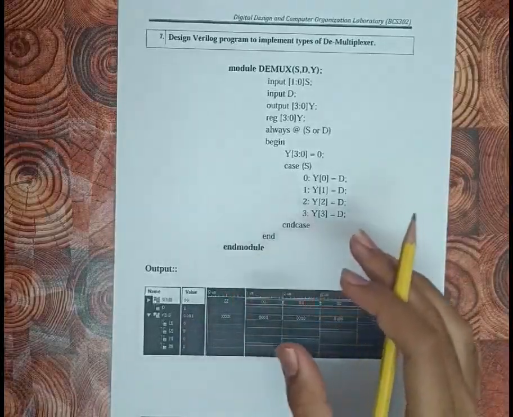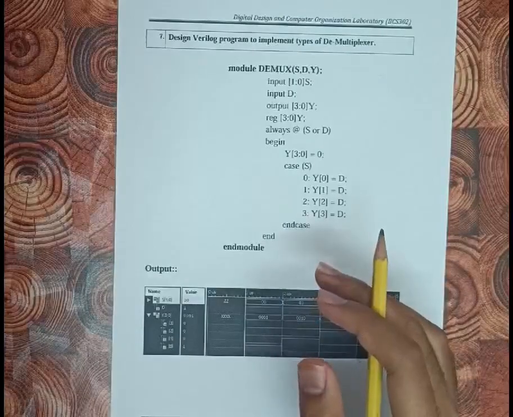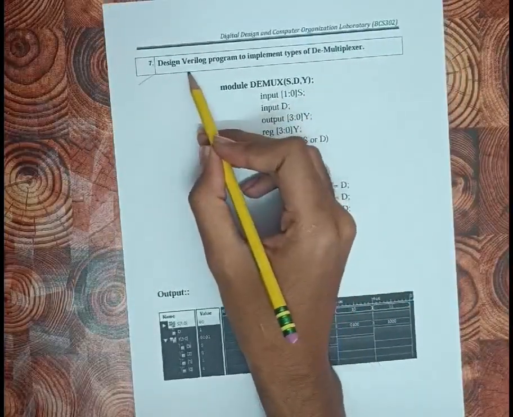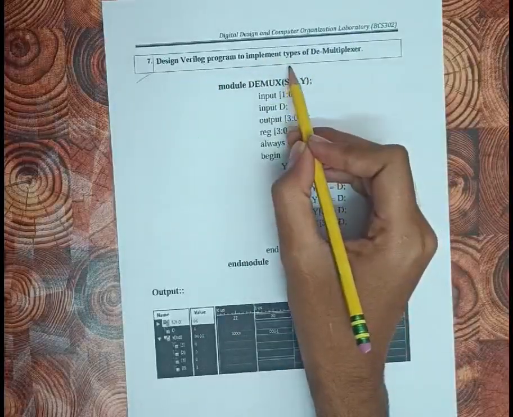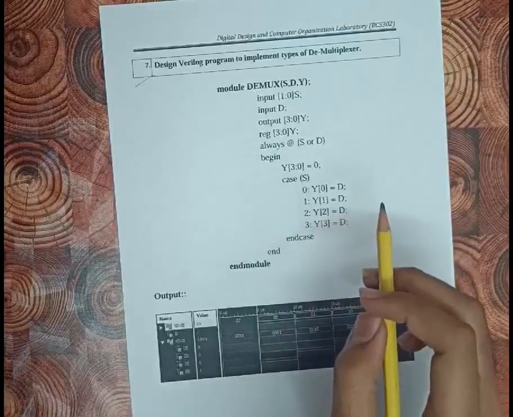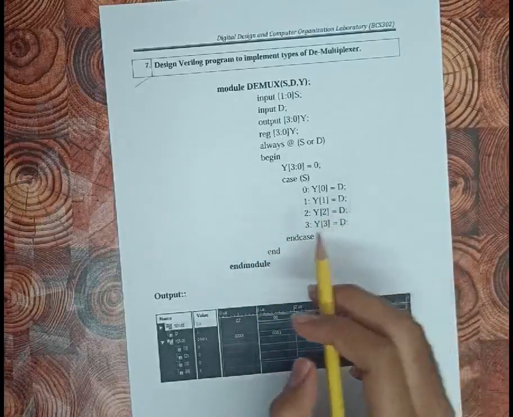I am going to explain the 7th lab experiment of digital design and computer organization. The 7th program is to design a Verilog program to implement types of demultiplexers. A demultiplexer is a combinational circuit that performs the reverse operation of the multiplexer.